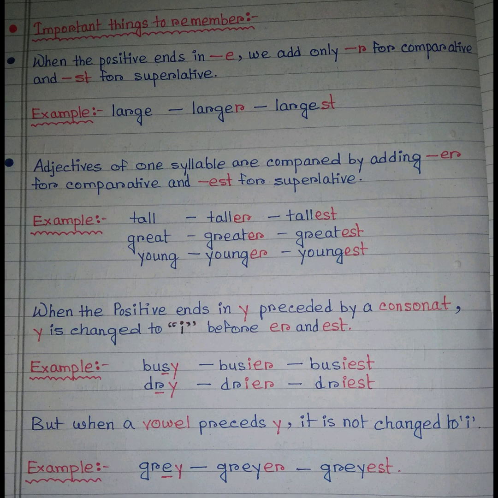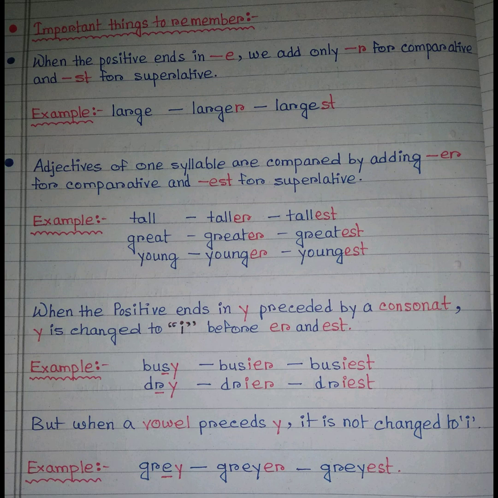Now I will tell you some important things to remember. The first one is when the positive ends in E, the letter E, we add only R for comparative and ST for superlative. As for example, large. Large is positive degree. Here the last letter is E. So for comparative degree we have to put R, and for superlative degree, we have to put ST. Large, larger, largest.